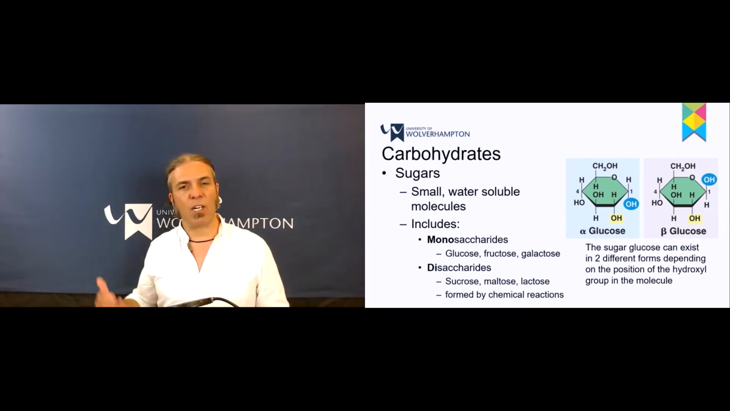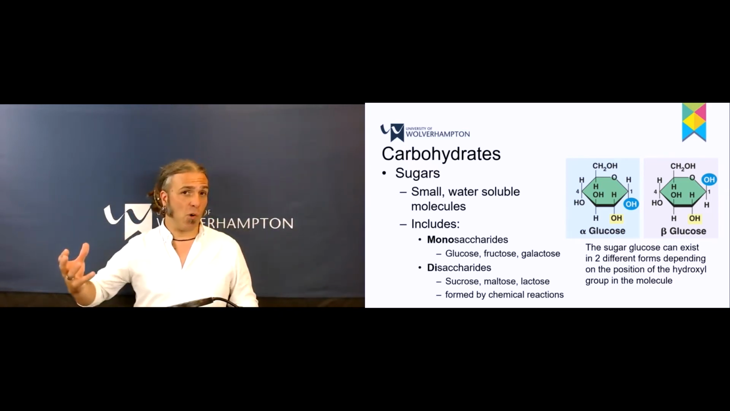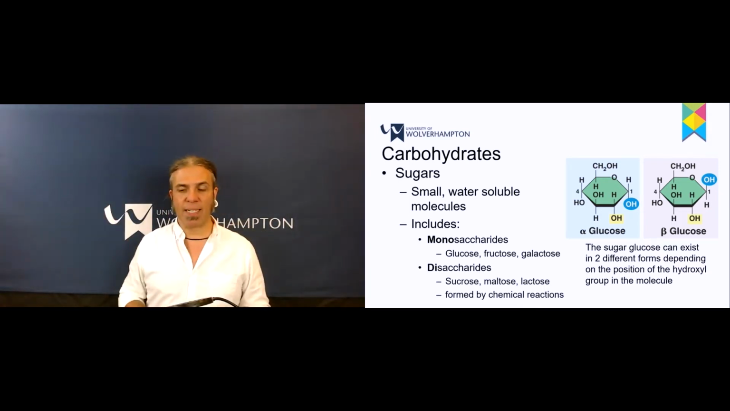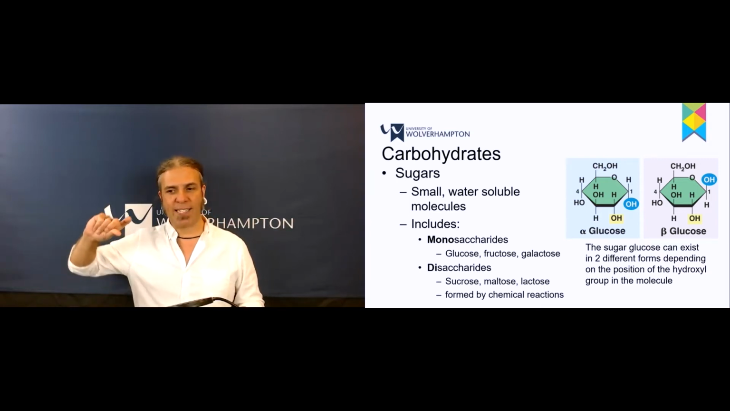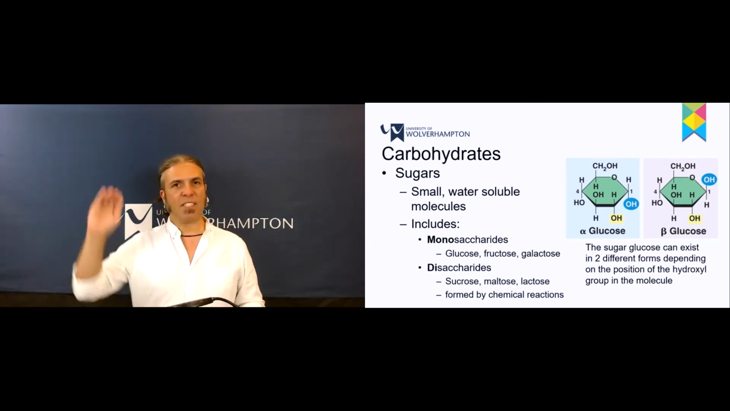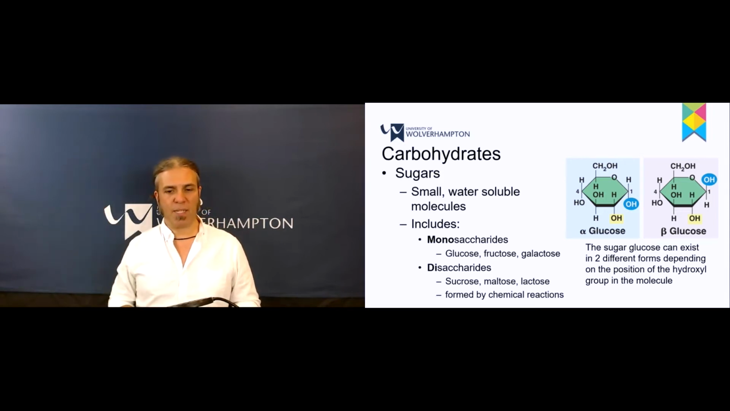Important to know as well that glucose actually exists in 2 forms, depending on where, as you can see in the diagram here on the slide next to me, the actual hydroxyl group is, this OH group. It depends actually where it is, whether it's at the top or at the bottom. If it's at the bottom, it's alpha glucose, and if it's at the top, this is called beta glucose.